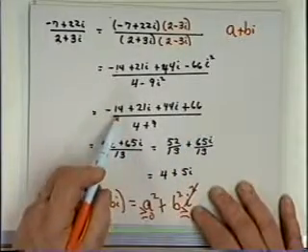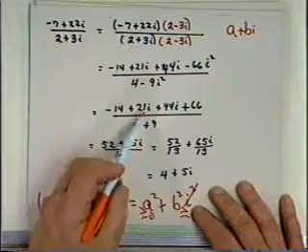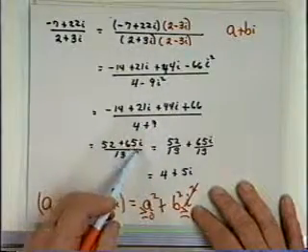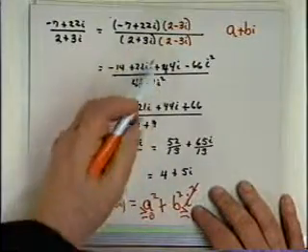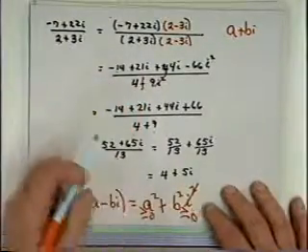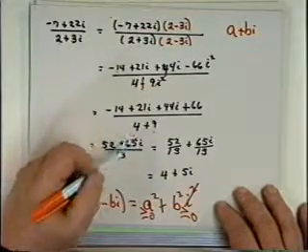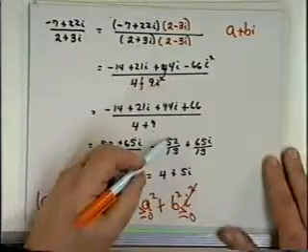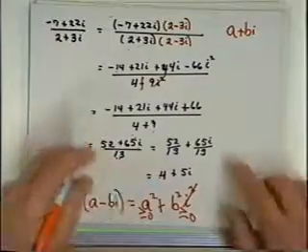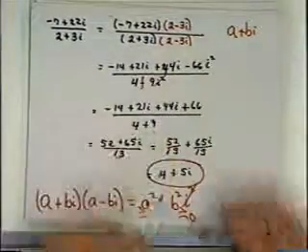What do I have here? Negative 14 plus 66, which is 52. 21i plus 44i, which is 65i. And i squared is negative 1. That makes this 4 plus 9, which is 13. Break this down into 52 over 13 plus 65i over 13. 52 over 13 is 4. 65i over 13 is 5i. There's the answer that we wanted.